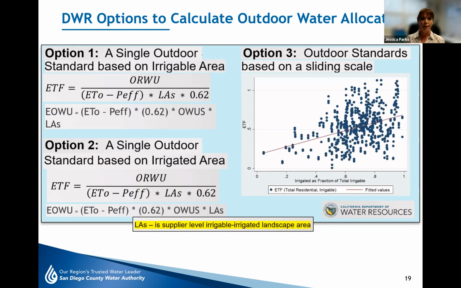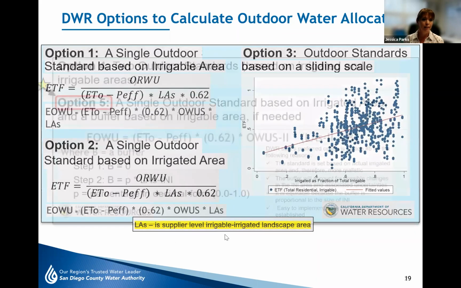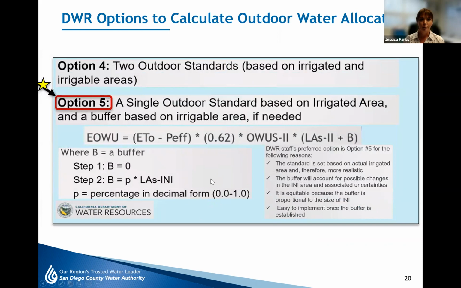So option 1 is just the single outdoor standard-based irrigable area. And option 2 is the irrigated area. Option 3 is based on a sliding scale. And then if you go to the next slide, it has option 4 and then option 5. Option 5 seems to be where DWR's preference is.